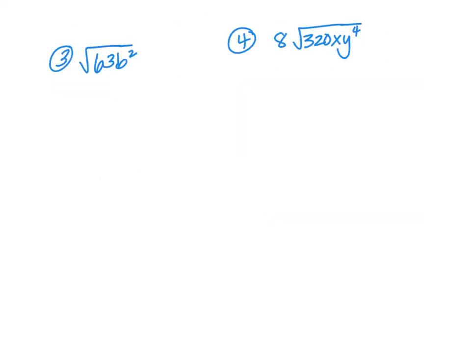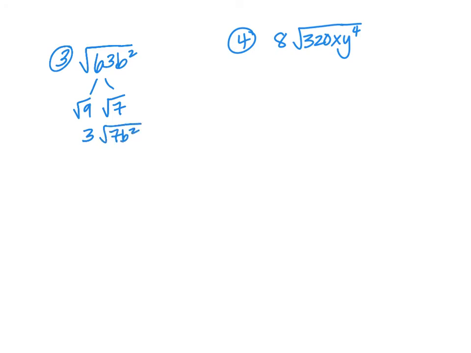All right, let's do 2 more examples. So number 3, we have the square root of 63b squared. So let's first work with the square root of 63. The largest perfect square that it can be divided by is 9, because 9 times 7 gives us 63. When that 9 comes out of the radical sign, it becomes a 3. And then inside the radical sign, we're left with 7 and b squared.